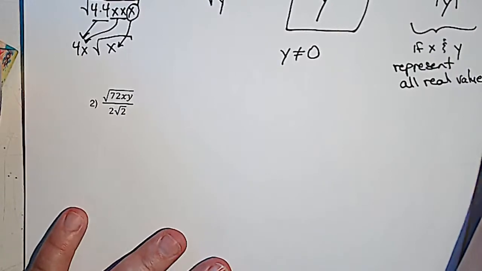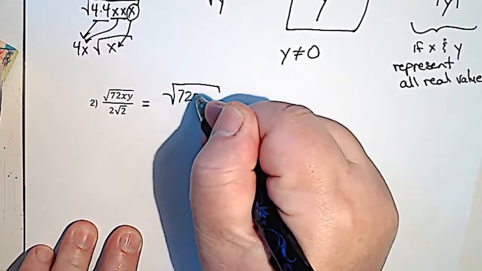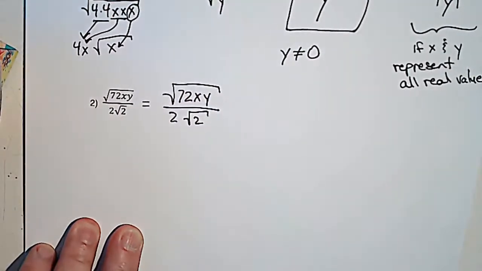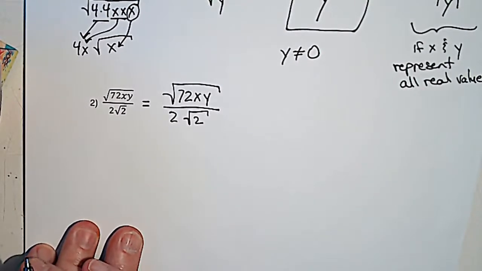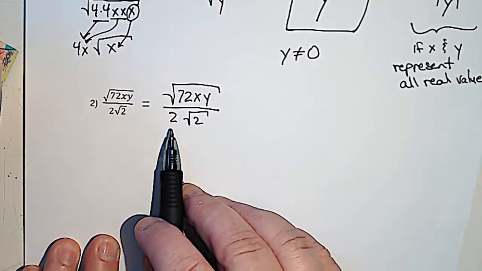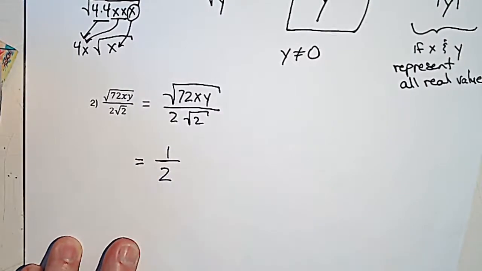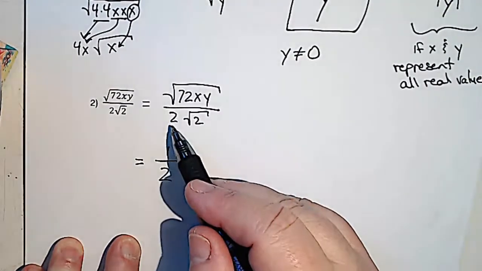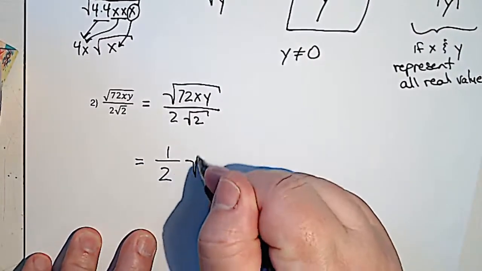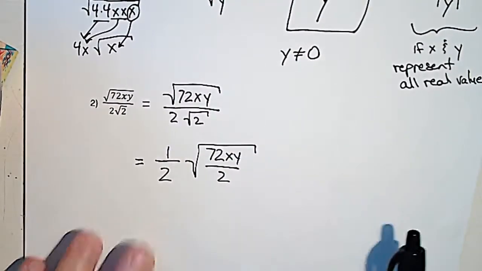Okay, shall we do another one? Yay, let's do another one. So I've got radical 72xy all over 2 radical 2. Now, this one is great, except that it's a pain because I've got somebody outside the radical and somebody inside the radical. The outside guy has to stay outside. So this is the way I'm going to approach it. I write it as 1/2 because 2 is in the denominator. So we can't write it as 2. 2 is in the denominator, so it's 1/2. And then I've got this giant radical, 72xy all over 2.